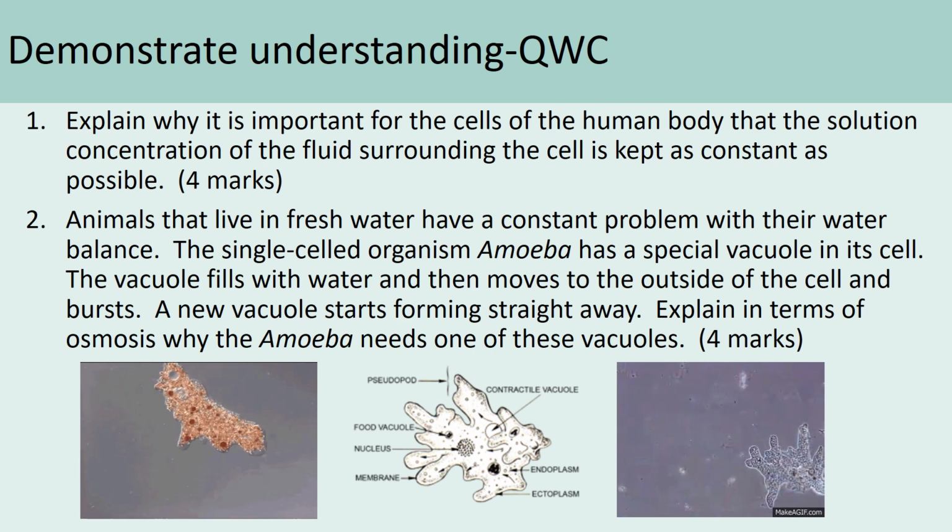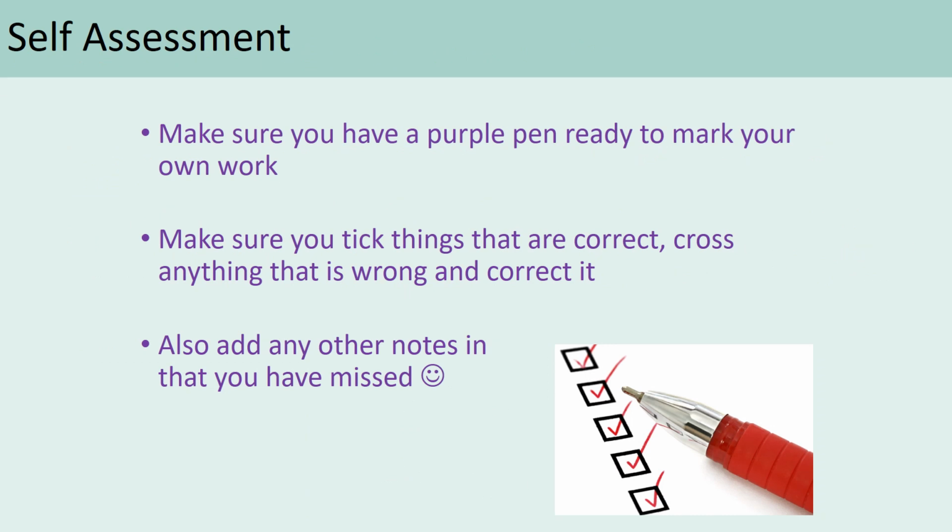Okay, so hopefully we have had a go at those questions. Both of them were 4 markers. One of them is talking about the importance of keeping a constant concentration of water around animal cells and then applying it to an example of the amoeba in fresh water. So we're going to go through, tick where you are getting these marks from. It doesn't need to be the exact wording that is going to come up, but words to that effect.